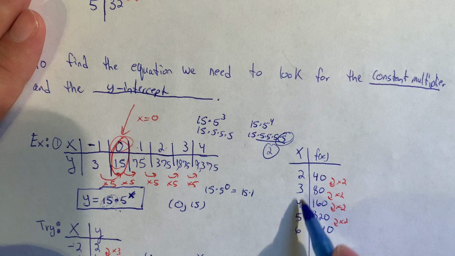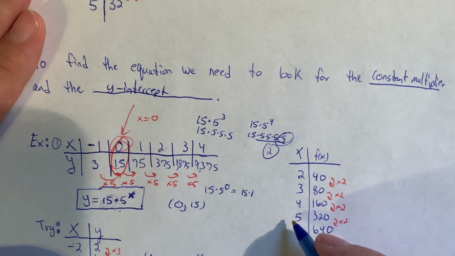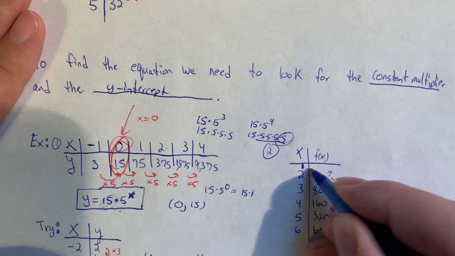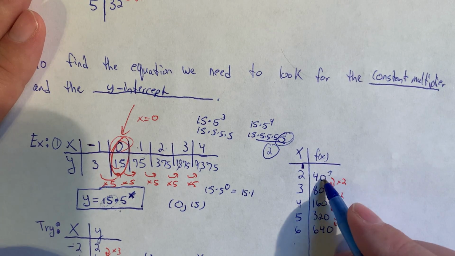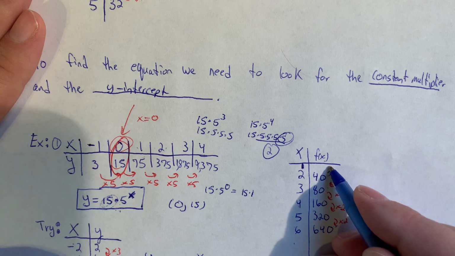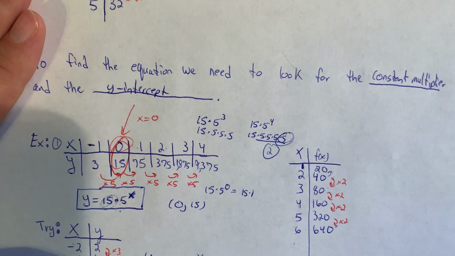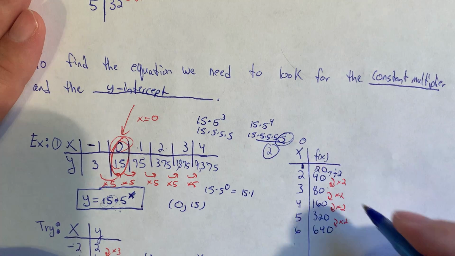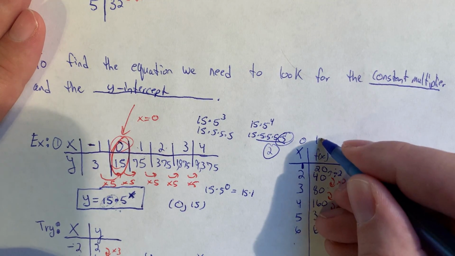We have 2, 3, 4, 5, 6. We need to go backwards to find what it was at 0. So we're going to go backwards. When x was 1, if you're multiplying by 2 going this way, it must be dividing by 2 going the other way. So when x is 1, y is 20. This was dividing by 2. When x is 0, we'll divide by 2 again and get 10.